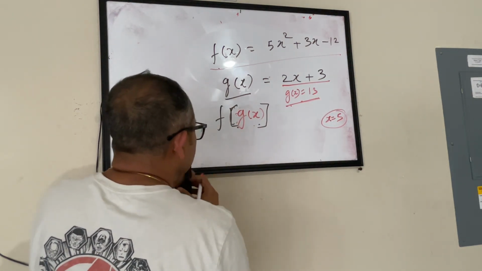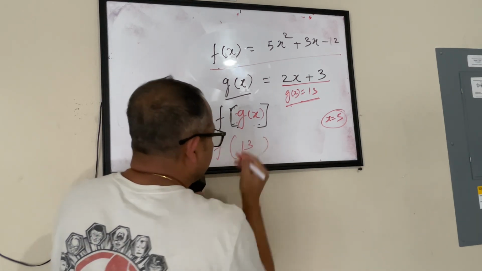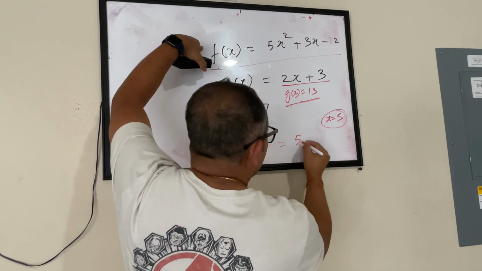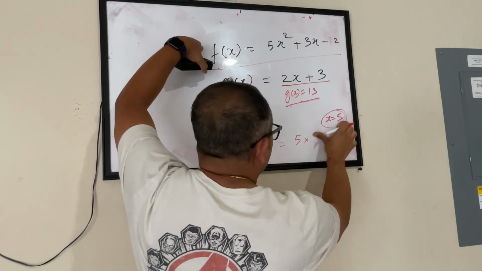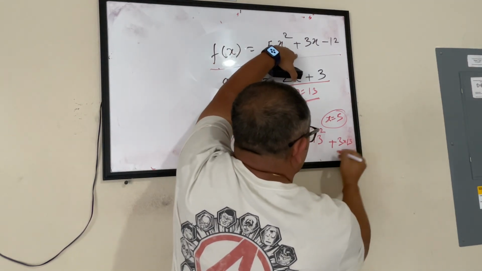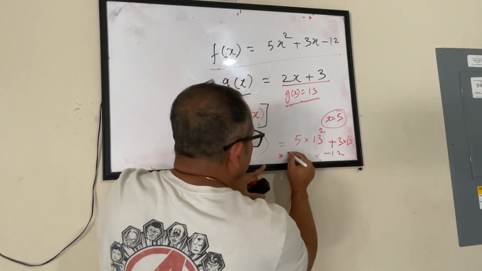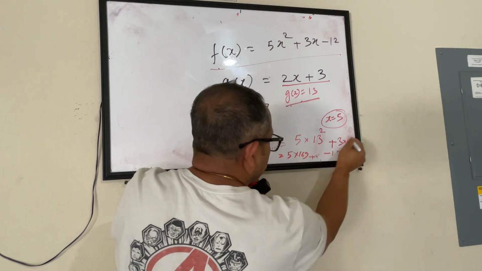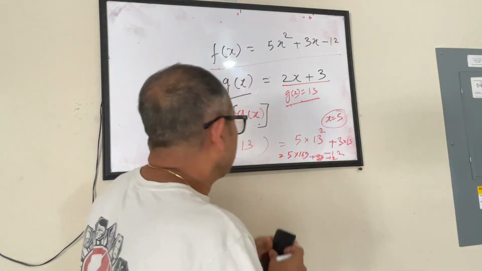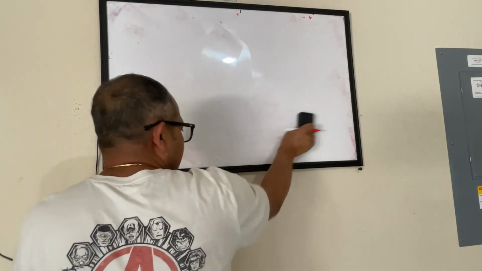Now in the next step, my job is easier. I have to find out f of 13. And we know the formula for this one. So wherever I have x, I will replace that with 13. 3 into 13 minus 12. So this gives me 13 squared is 169, 5 into 169, plus 13 times 3 is 39, minus 12. And then I will solve it. So this is one of the easy problems, or this is the maximum level of complexity that you guys will end up dealing with.